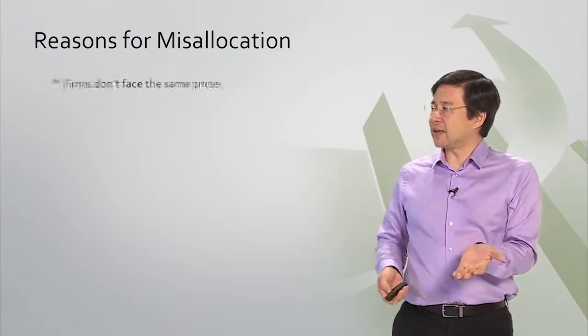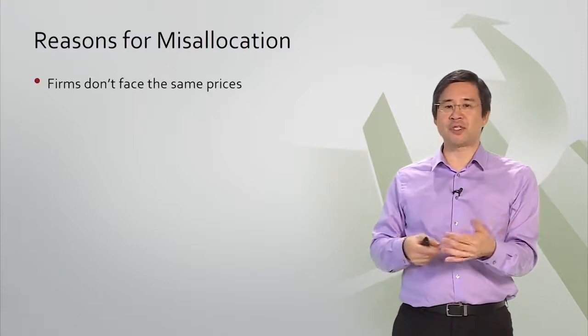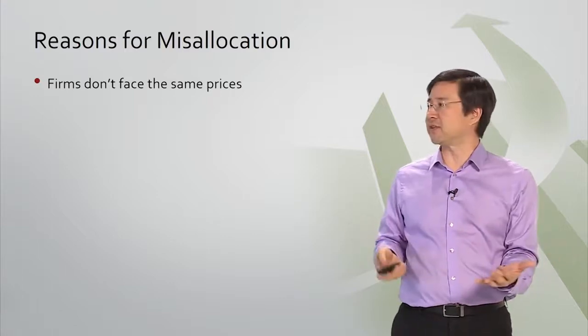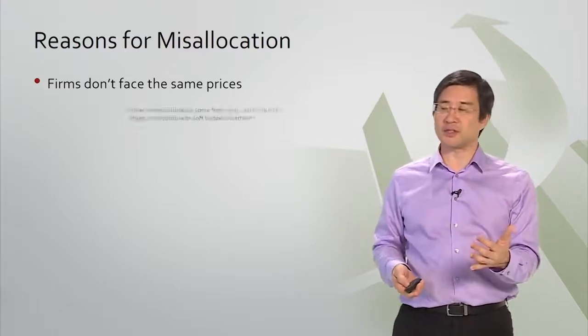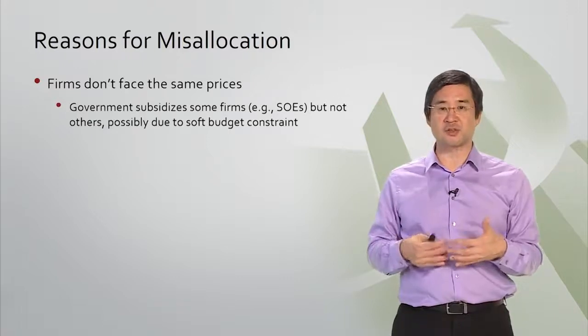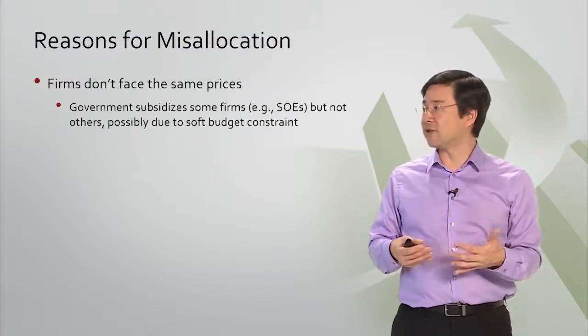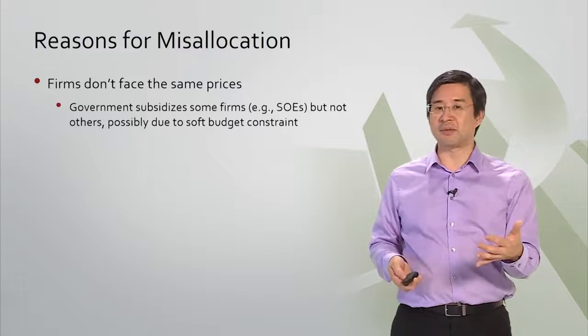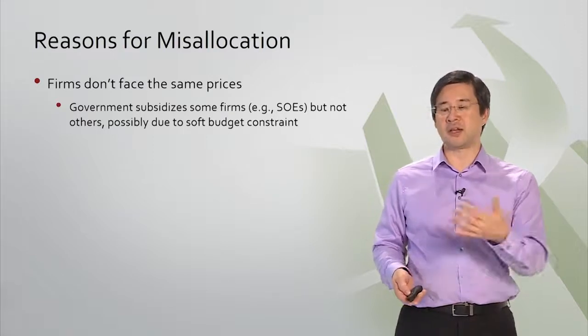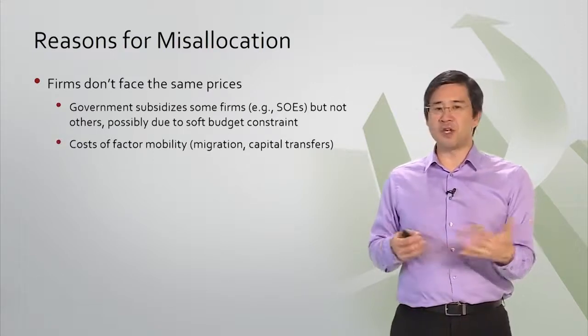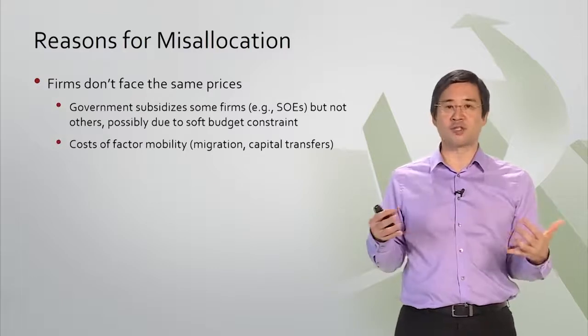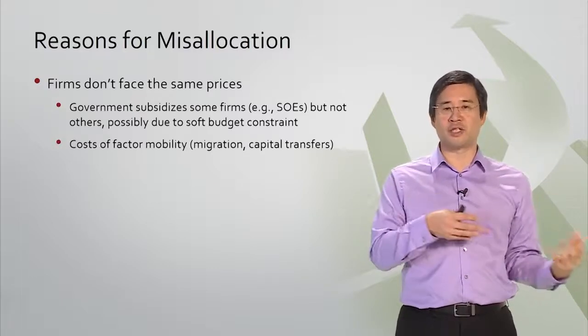And it therefore stands to reason that if there's misallocation, it could be that firms simply are facing different prices. This could be the case if the government is subsidizing some firms but not others. For example, they're giving state enterprises a cheaper interest rate than non-state enterprises. It could also be because there are costs of moving resources from one place to another.